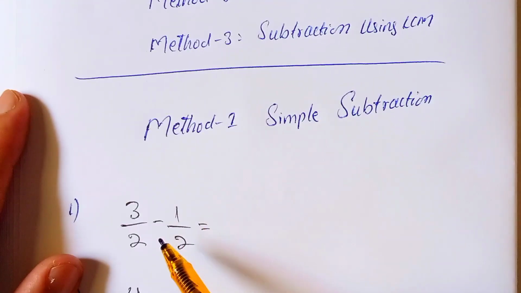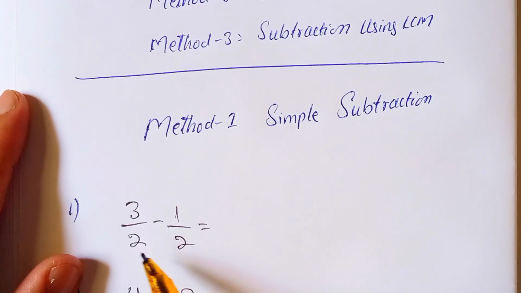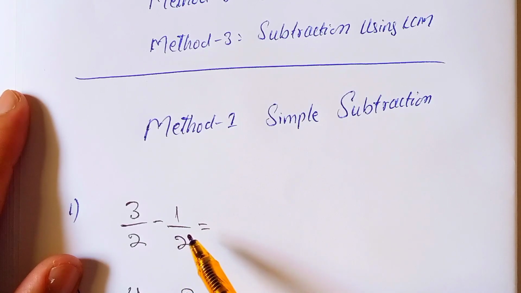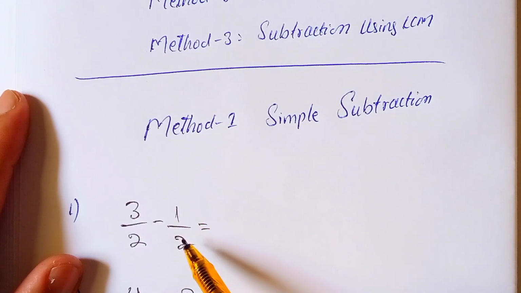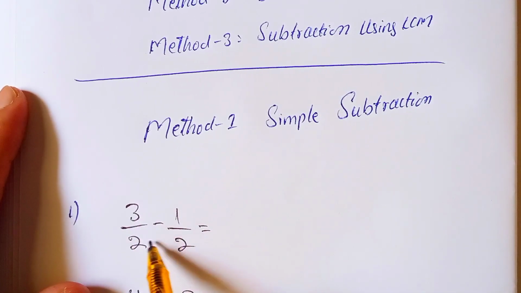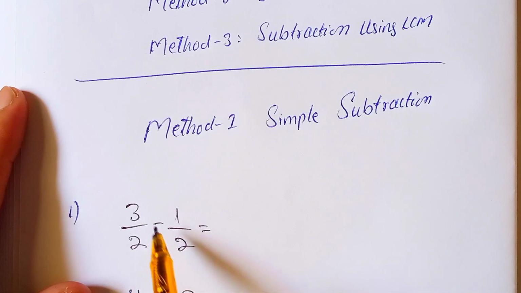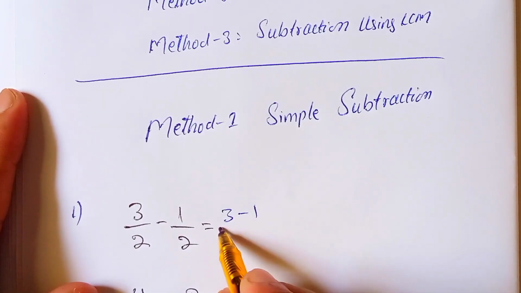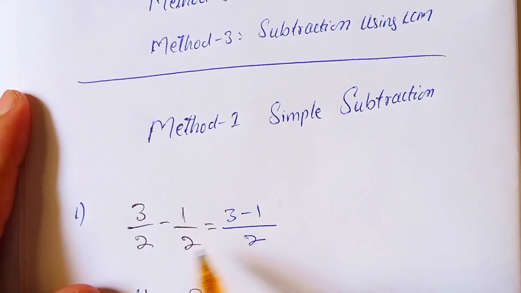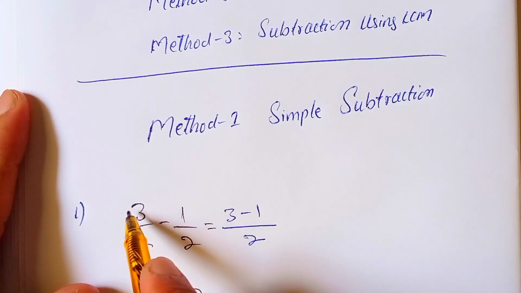In simple subtraction, if the denominator of two or more fractions are same, then we can keep the denominator same and subtract the numerator, just like 3 over 2 minus 1 over 2. So here we see that the denominator of both of the fractions are same, so we will subtract the numerator. 3 minus 1 divided by 2. We keep the denominator same and subtract the numerator.